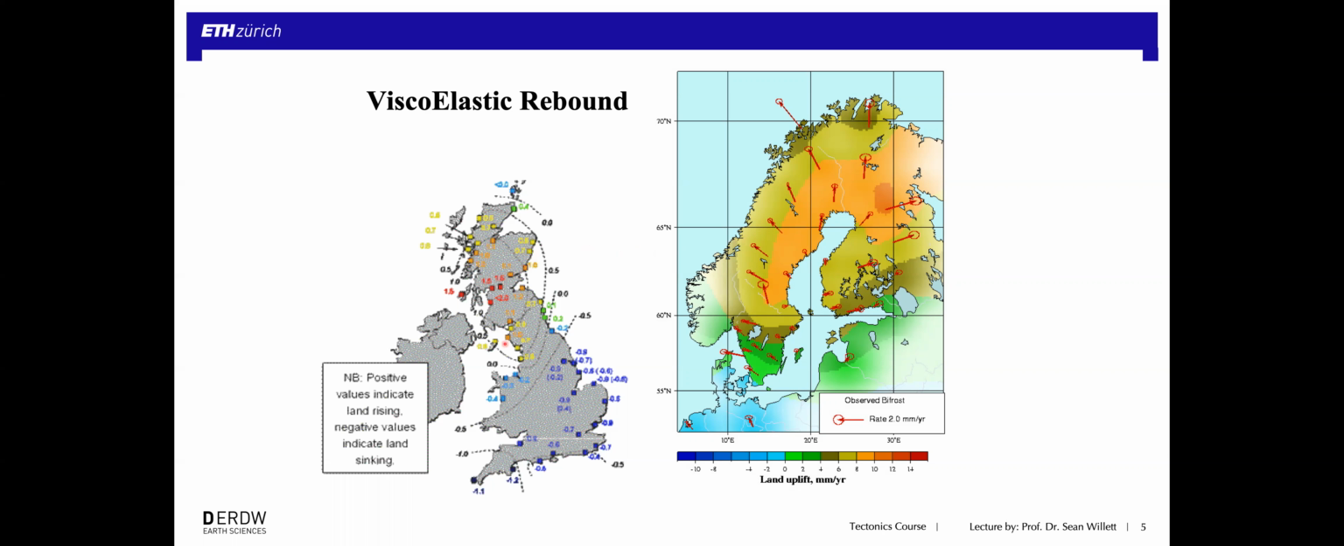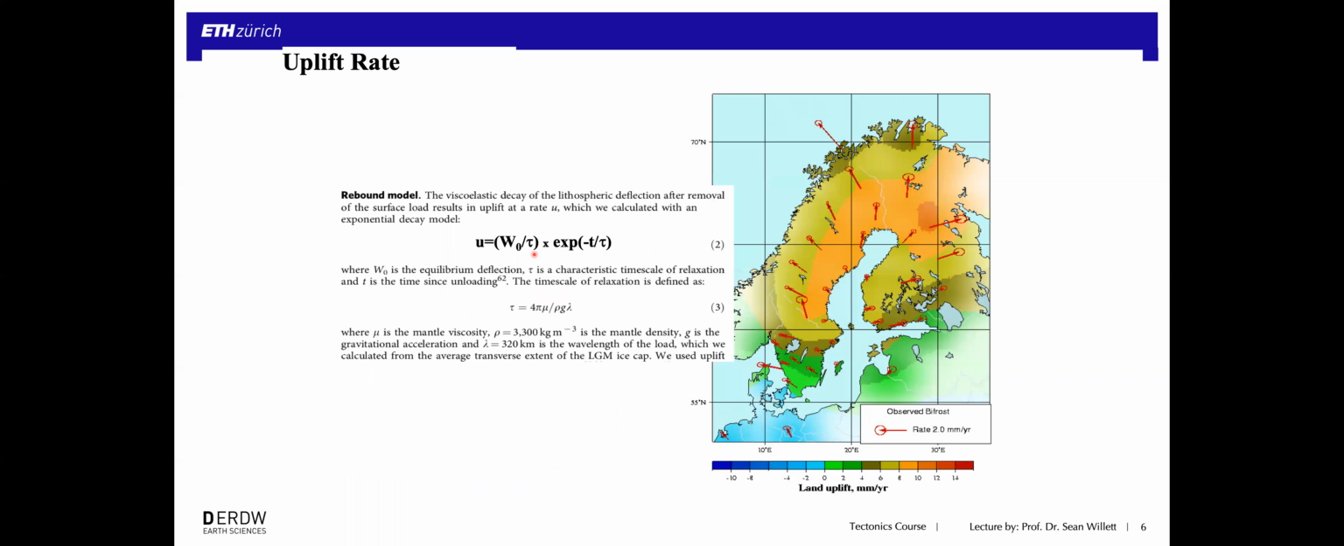Similarly, for northern Great Britain, we also see uplift rates in these areas which were ice covered, and now we're in the process of rebounding. So how long does this sort of process take? What's controlling the time scale of this uplift? It's controlled by the viscosity of the upper mantle.